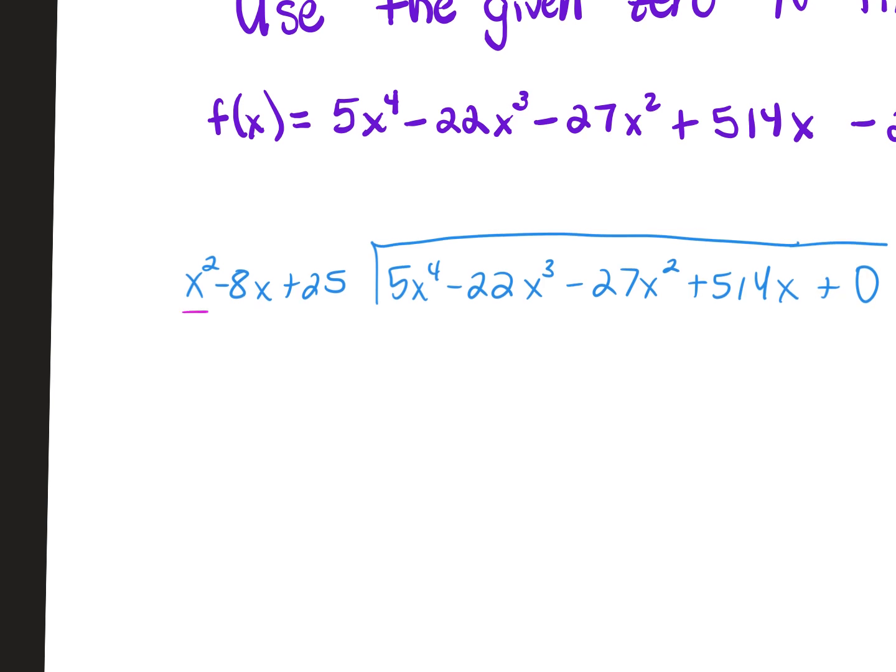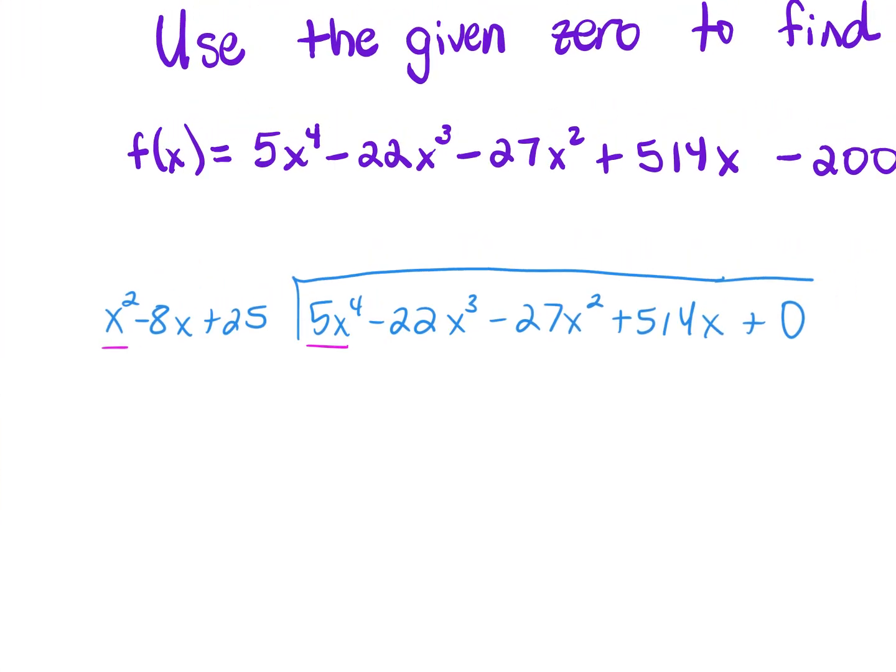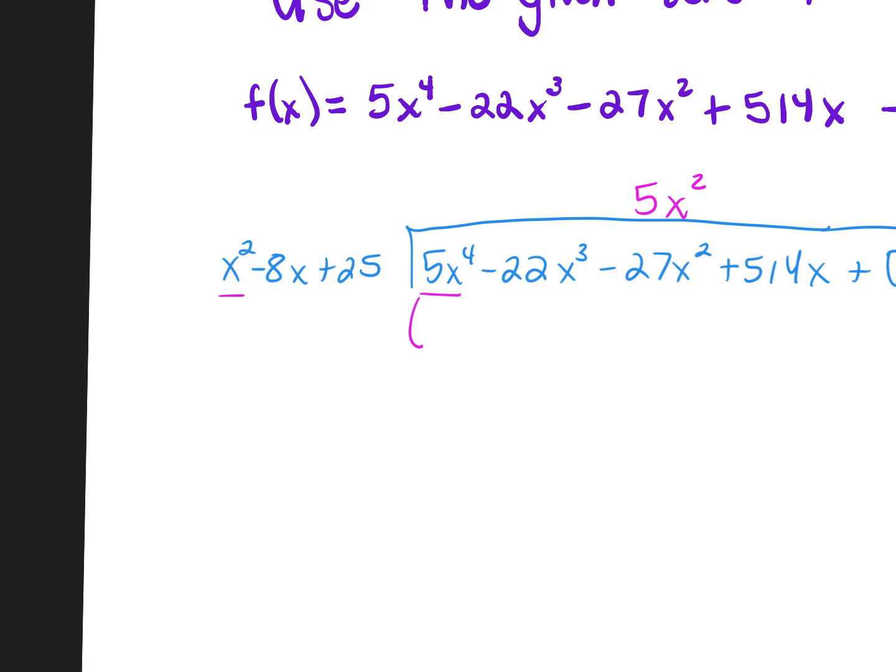So here I'm going to say x squared into 5x to the fourth. X squared times what gives you 5x to the fourth? What is it? 5x squared. So I'm going to put it right here above the 27, so 5x squared. Get your subtraction ready before you multiply.